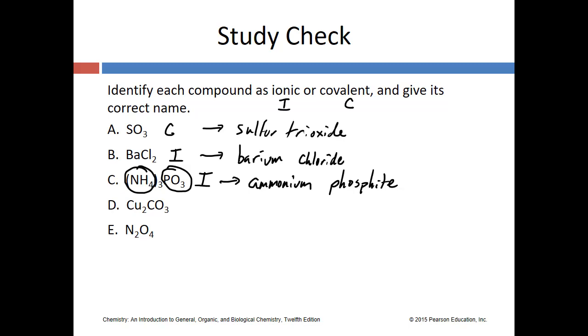Since this is an ionic compound, that's as far as we have to take it. We just have to name the first ion and then the second one. Ammonium phosphite. We don't have to worry about the subscripts or anything like that. That's all charge balancing stuff. That's what that crisscrossing does.